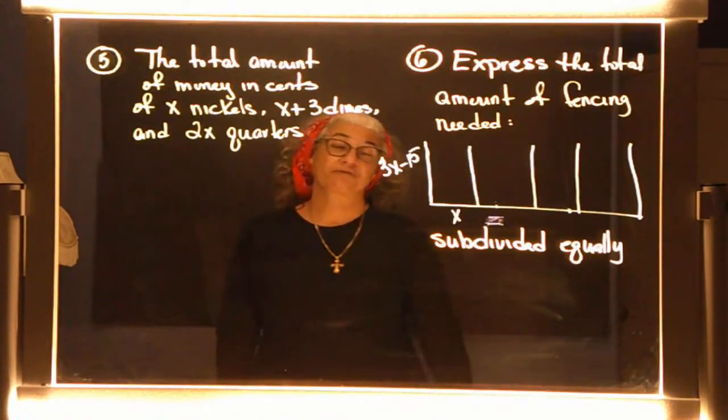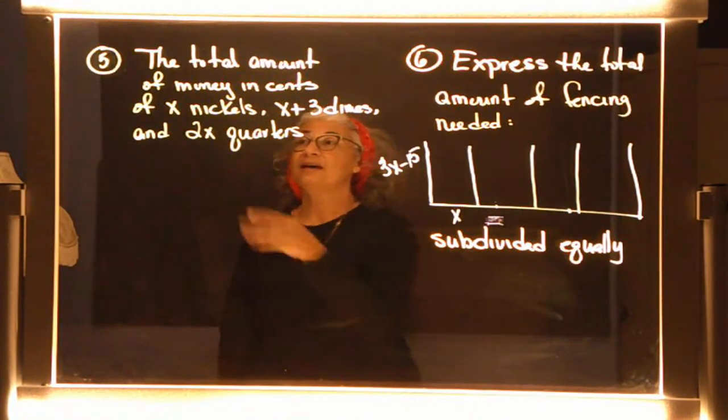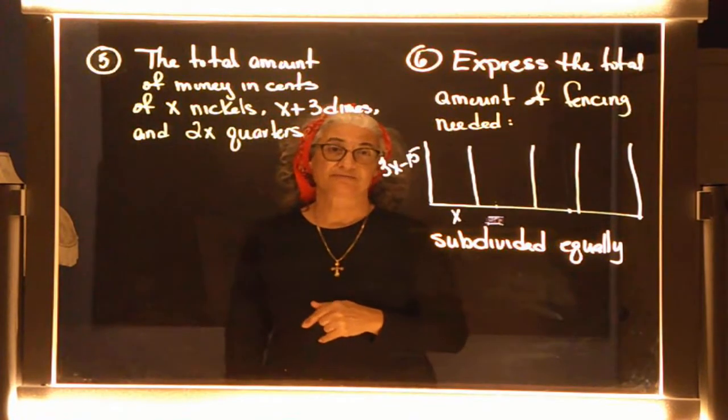Okay, let's look at problem number 5. Number 5 is asking us to find the total amount of money in cents of x nickels, x plus 3 dimes, and 2x quarters.